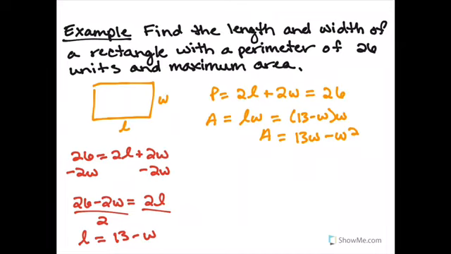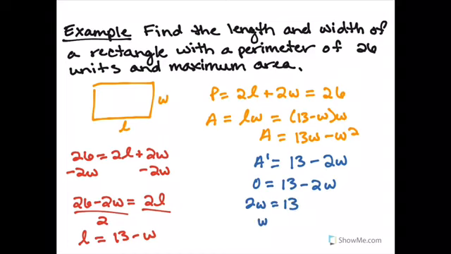We want to maximize it, so we've got to take a derivative. So A prime is going to be 13 minus 2W. We set that equal to 0 to find our critical points. So if I add 2W to both sides, I get 2W equals 13, and W equals 13 over 2. So L is 13 minus 13 over 2.